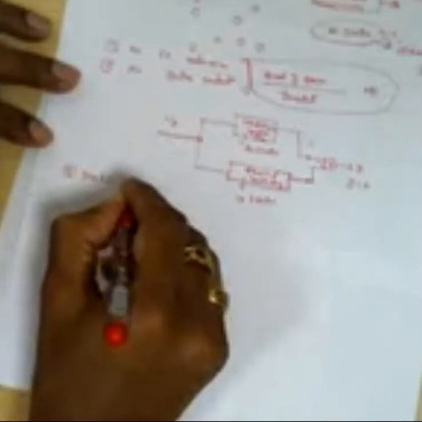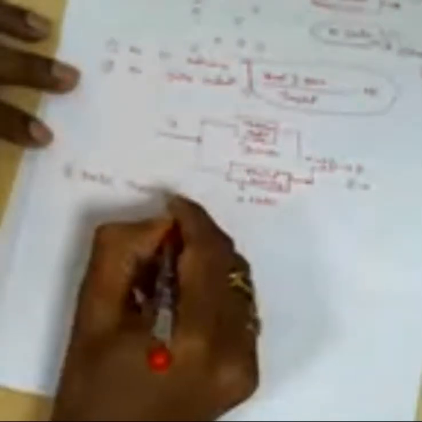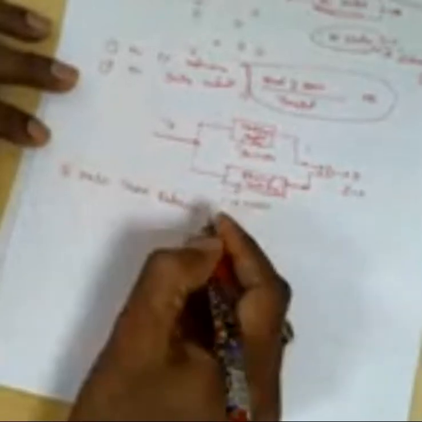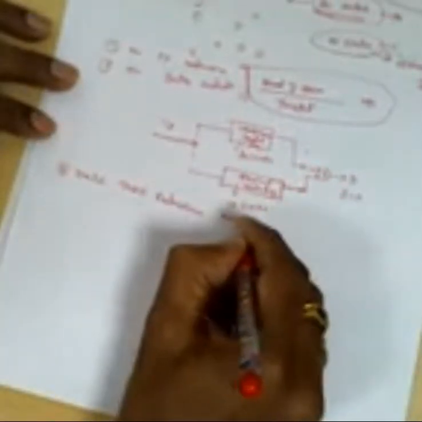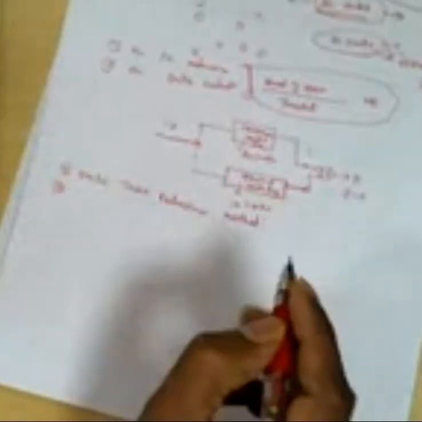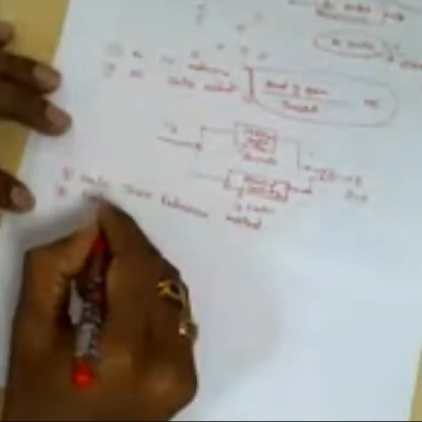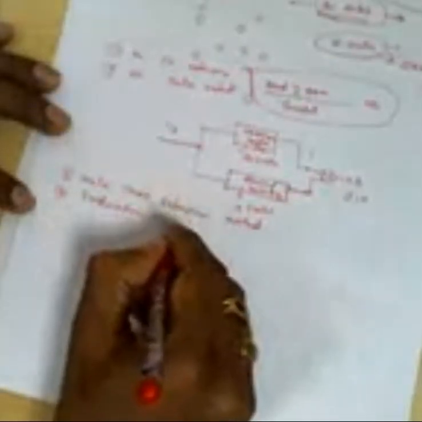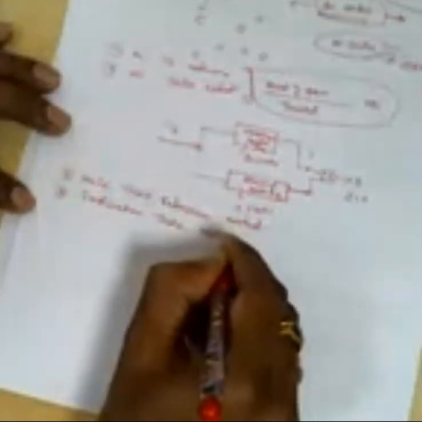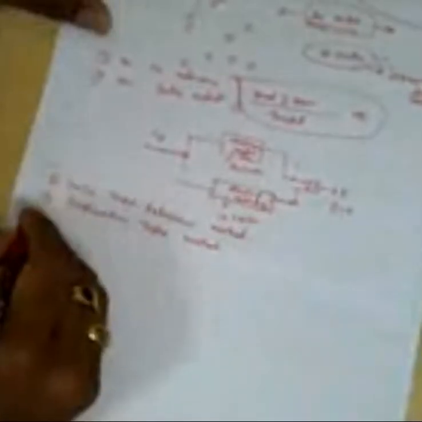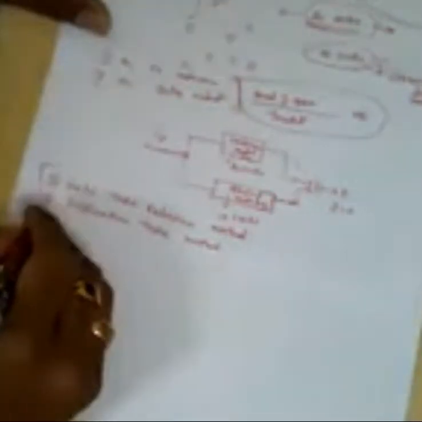State table reduction method. Second method is called the implication table method. Implication table method. Right, these two are the popular methods. The more popular method is the implication table method rather than the state table reduction method.